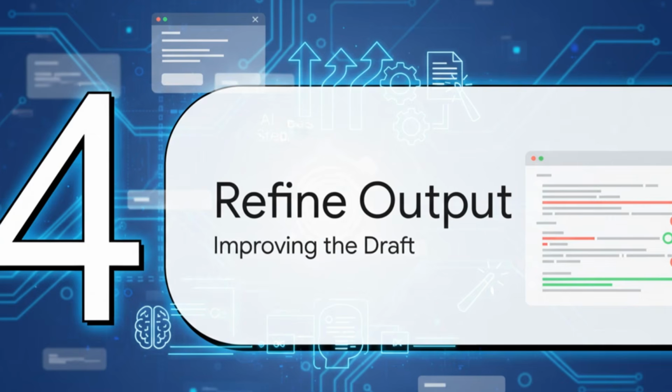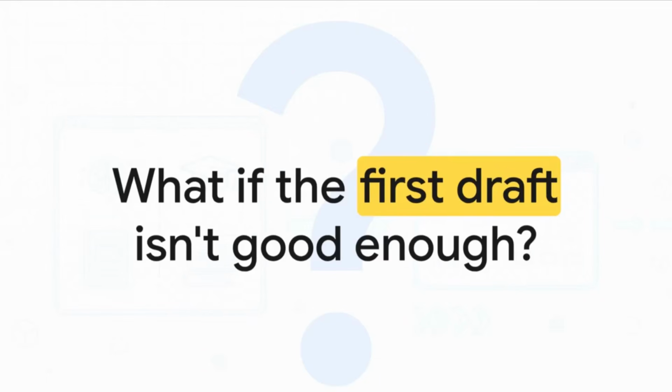Section 4. Refining the AI output. Step 3 is where the magic really happens. Refining your AI output. Look, that first thing ChatGPT spits out, that's just a first draft. It's a starting point, definitely not the final product.